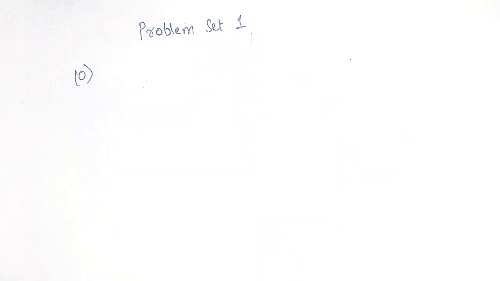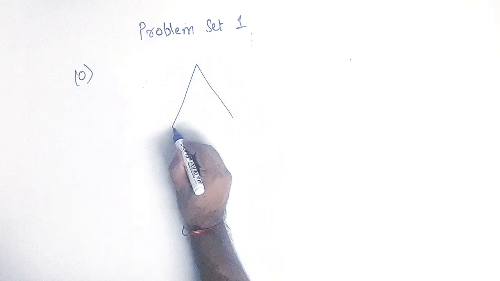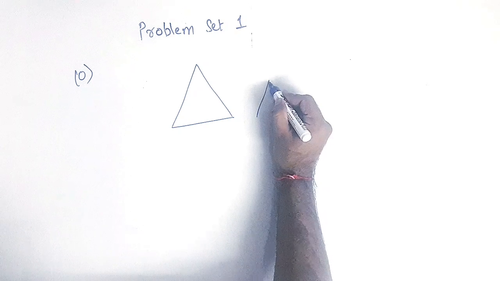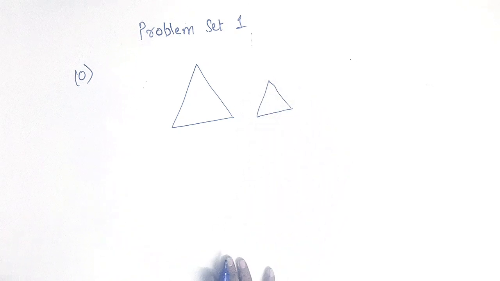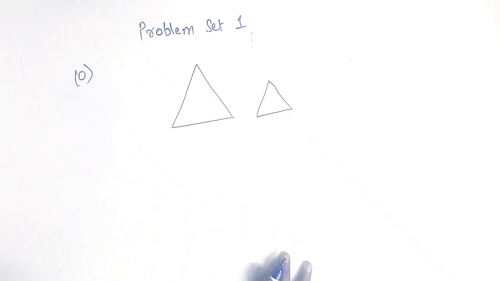Question number 10 says that we have to draw a labeled figure showing the information, and write the antecedent and the consequent. So see how we are going to do that. This is an equilateral triangle. This is a smaller equilateral triangle. These are two equilateral triangles and we have drawn them. They have asked to write the antecedent and the consequent, meaning two equilateral triangles are similar.